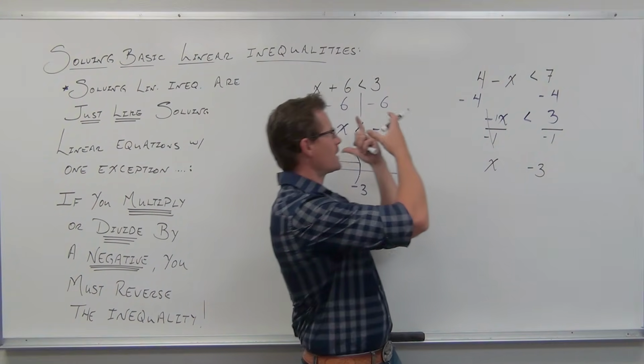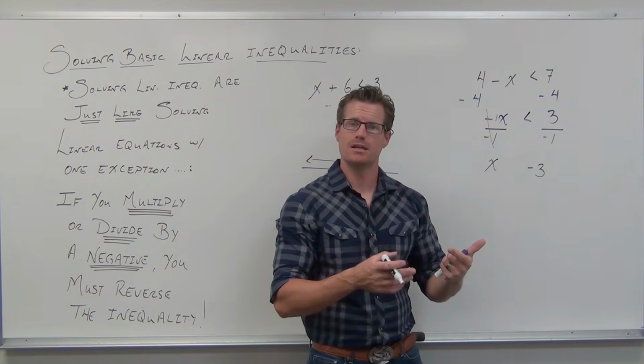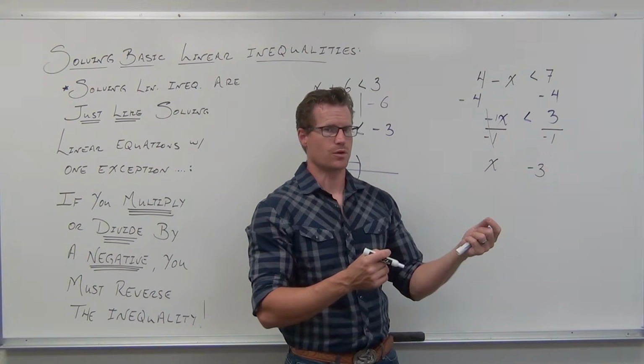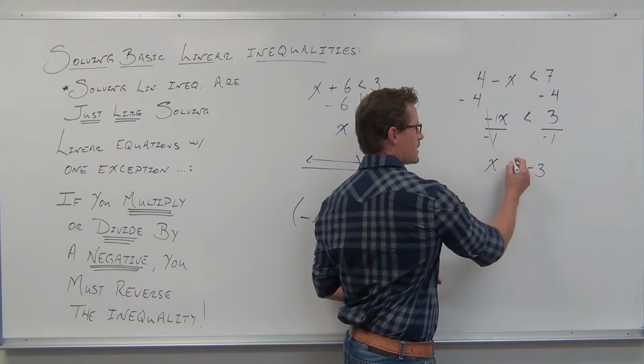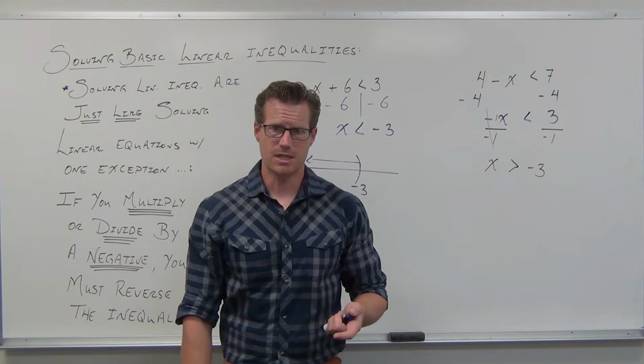Note that we subtracted and got a negative here. That we divided by -1. That's a negative number. As soon as you do that, your inequality must reverse. Less than becomes greater than, becomes less than. So less than has to reverse and give us greater than. That's going to be the biggest mistake in inequalities.